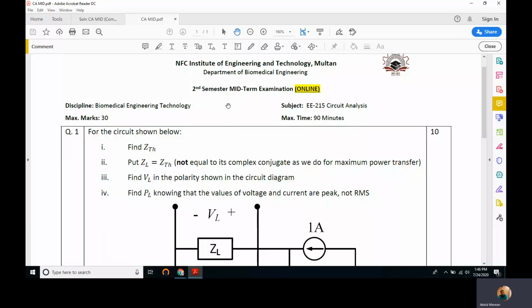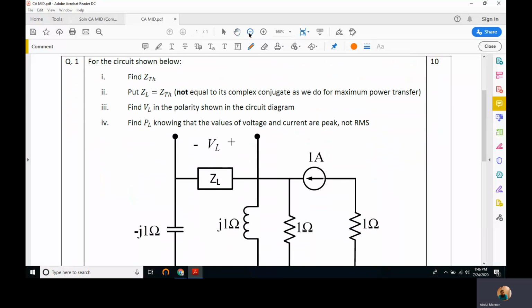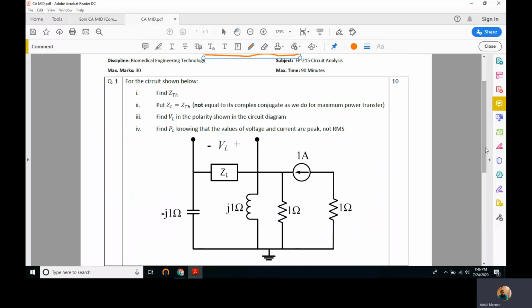Welcome. In this lecture, we will solve the midterm examination that was conducted online for our course circuit analysis. Question number one is for this circuit shown here in this diagram, you were asked to compute Z Thevenin.